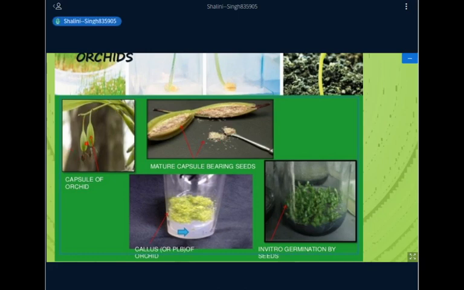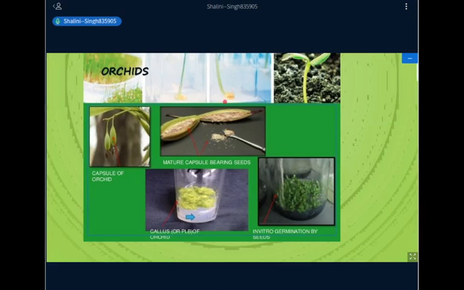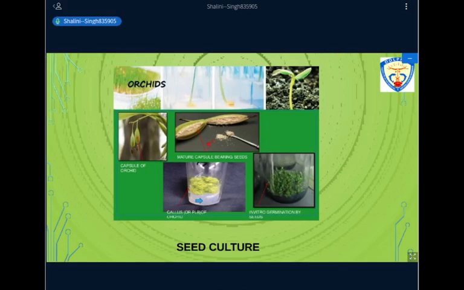This is a capsule on the orchid plant, and these are the seeds present inside the capsule. When you put these seeds onto the medium, plant development from the seed starts. These are the orchid plants developed from these seeds in tissue culture, and later transferred into the soil. And this is how the callus looks. It is callus culture taken from seed.